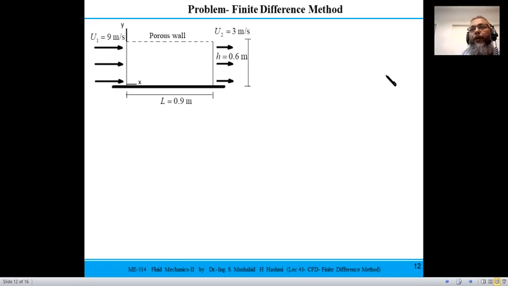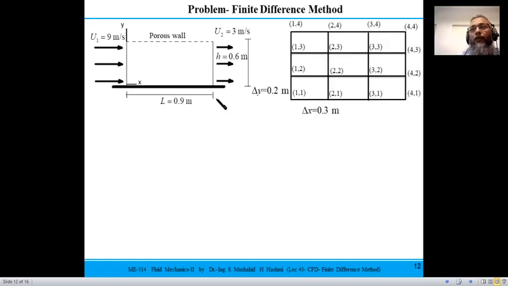So what we can do here is divide the whole domain, which is a continuous problem, into a discrete grid. Because the whole length is 0.9, I divide it into 0.3, 0.3, 0.3, and the whole height in y is 0.6, so I divide it into a grid size of 0.2 plus 0.2 plus 0.2, which gives 0.6 meter. I have named the grid points as 1,1 at that grid, then 1,2, 1,3, and 1,4.